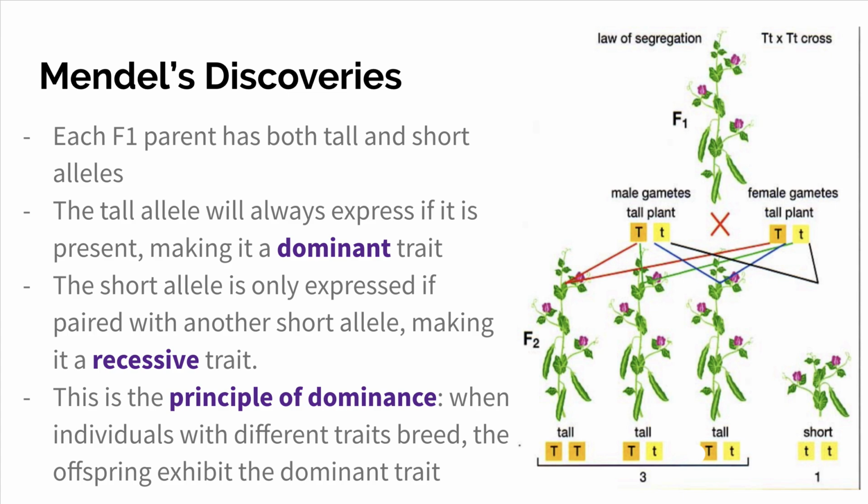When individuals with different traits breed, the offspring will only show the dominant trait. So if you look in that bottom right corner with the F2 generation, we see that there are 3 tall plants. But one of those tall plants has both of the dominant alleles, and the other 2 have the dominant allele and the short allele. Notice, though, they're all the same height. It doesn't matter. There's no blending of those traits. The tall trait is completely overriding the short trait.